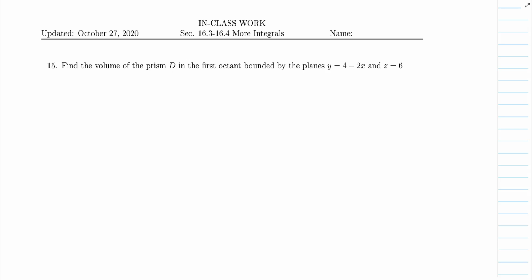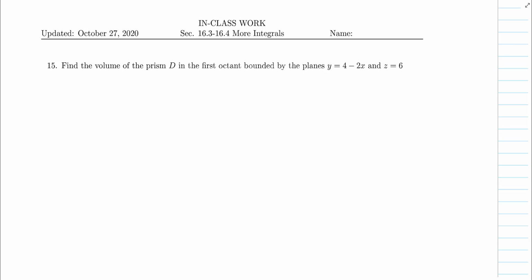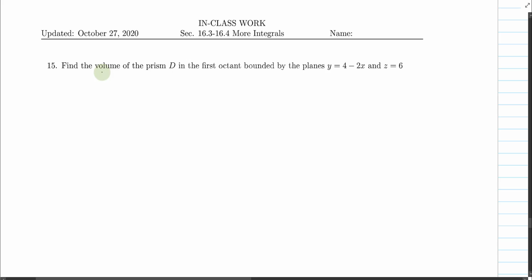Okay, folks, I'd like to look at an example problem from section 16.4 that we didn't finish last time. So let's go ahead and work through this. The goal is to find the volume of a particular shape that's bounded by the first octant and these two planes here. We'll sketch the shape in just a minute, but I want to remind us that if we're looking for the volume of a shape, we can accomplish that many different ways.